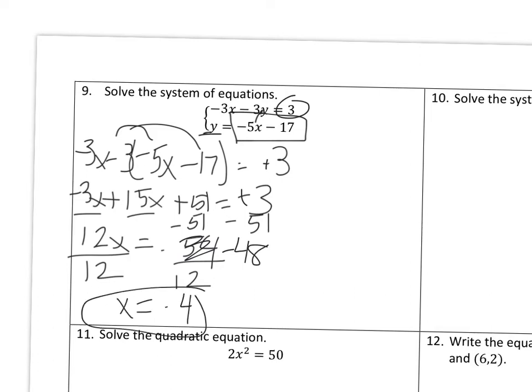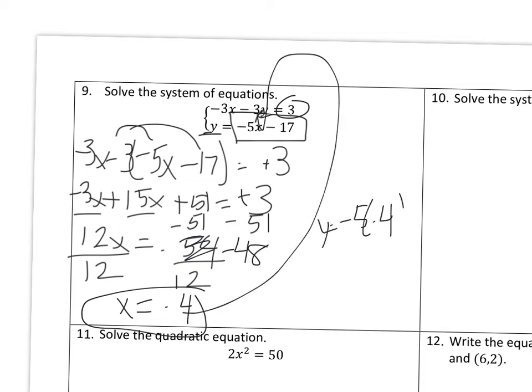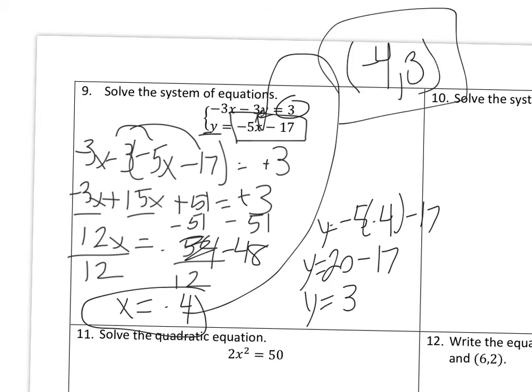Okay, remember we need a y value too, so I'm going to take it and I'm going to plug it in to that second equation. Y equals negative 5 times negative 4 minus 17. So y equals a positive 20 minus 17. Y equals 3. So my coordinate is negative 4, comma 3.